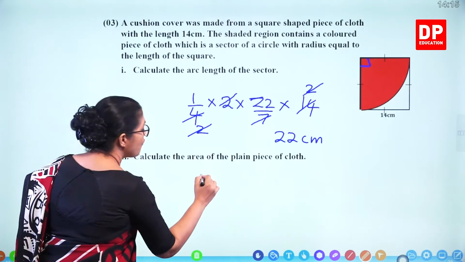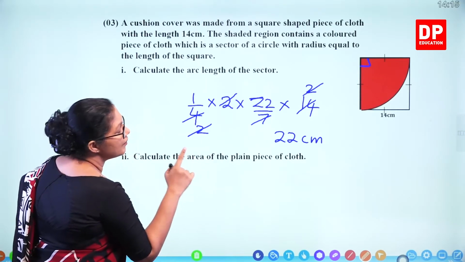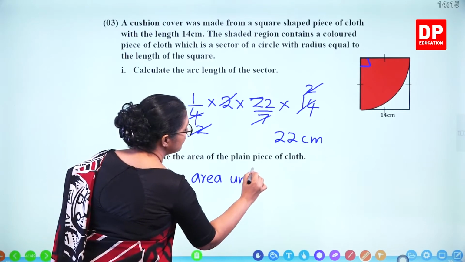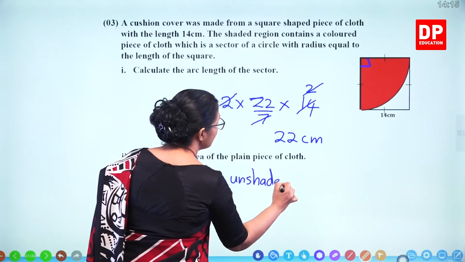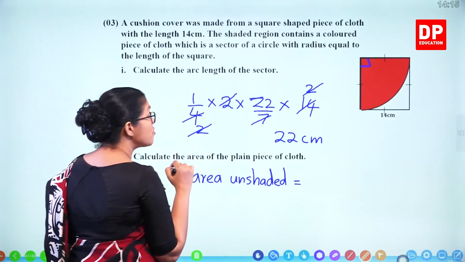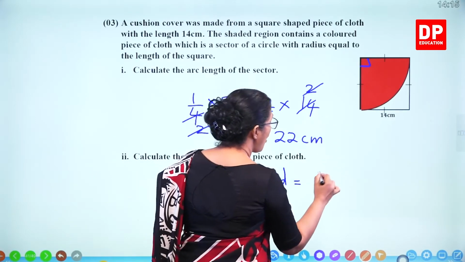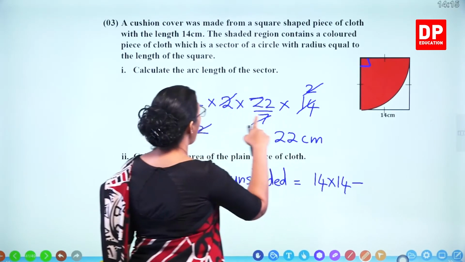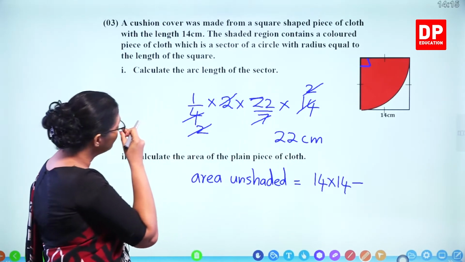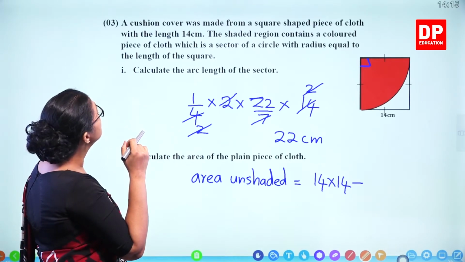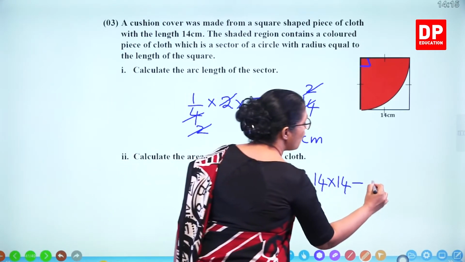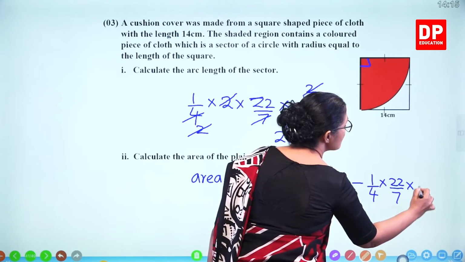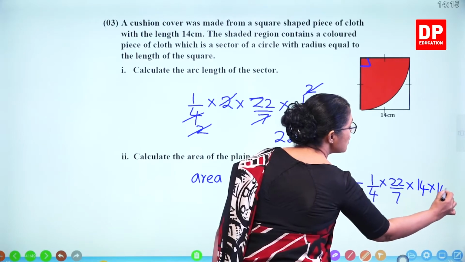So area of the square. So area unshaded is the plain part. Area unshaded is area of the square, 14 times 14, minus area of the quarter of a circle. 1/4 pi, 22/7 r squared, 14 times 14.